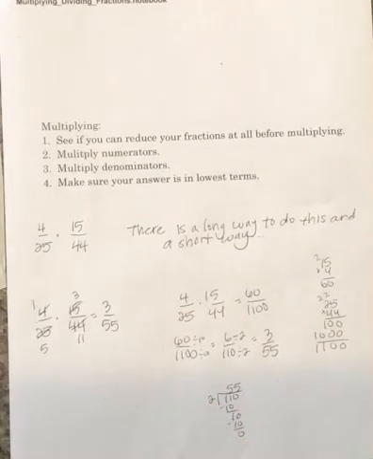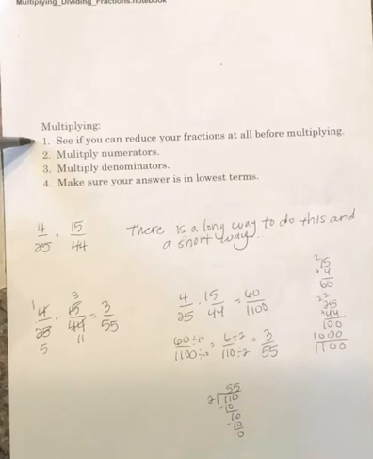So, when you're multiplying, really what makes your life a lot easier is if you can get all the numbers in the problem as small as possible before you even start any multiplying. So your first step should be to see if you can reduce your fractions at all before you multiply. Once you do that, you just multiply your numerators, you multiply your denominators, and you always make sure your answer is in lowest terms. If you've done step one well, then your answer will be in lowest terms and you won't have to do anything else.